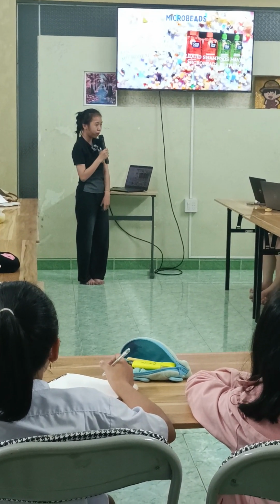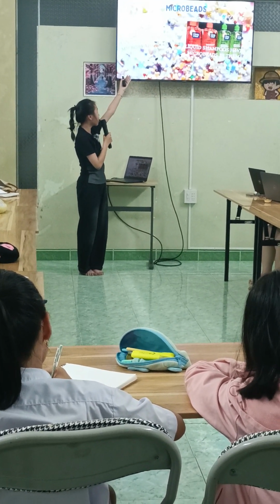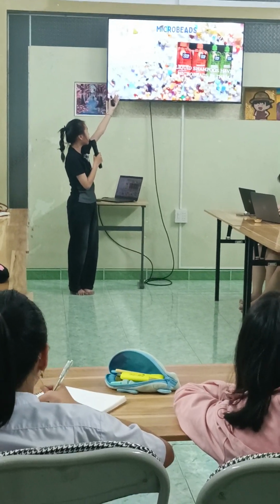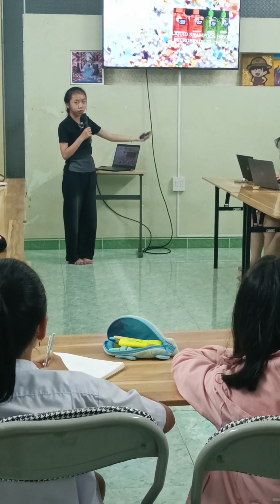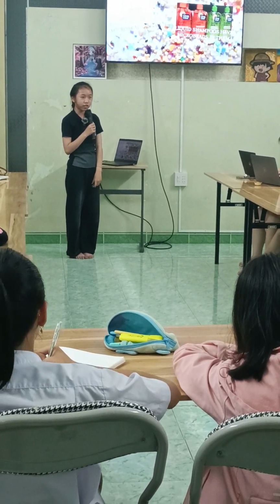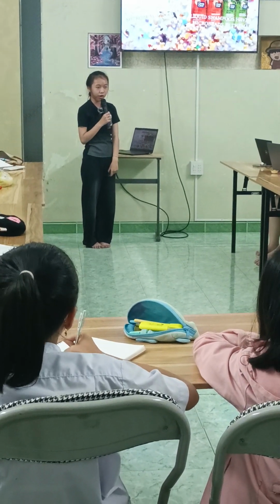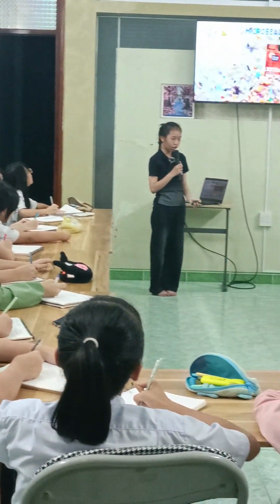Next are the microplastics in products. Some of the products have microplastics in them. First is hand sanitizer, which has microplastics in it, and liquid shampoo. Because of this, the environment will have pollution.